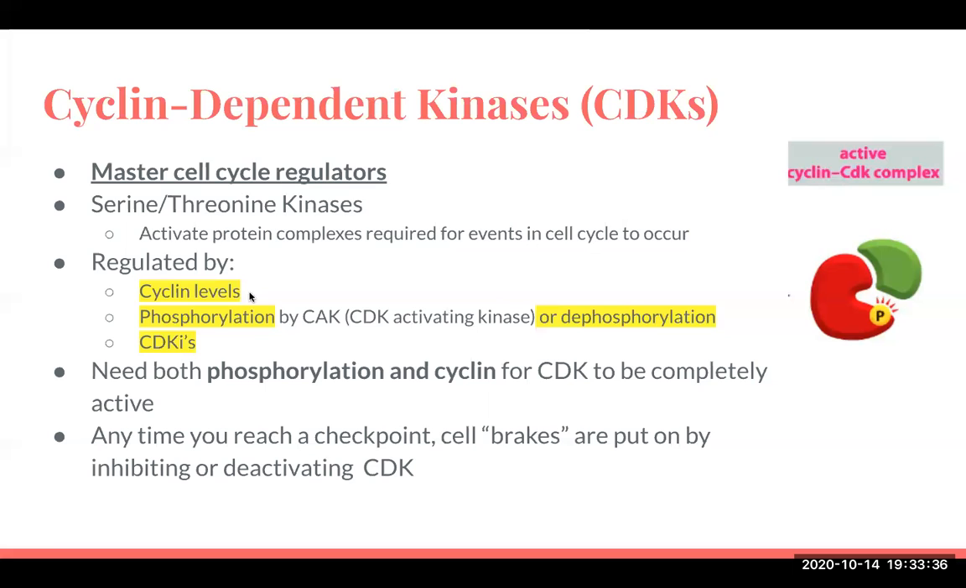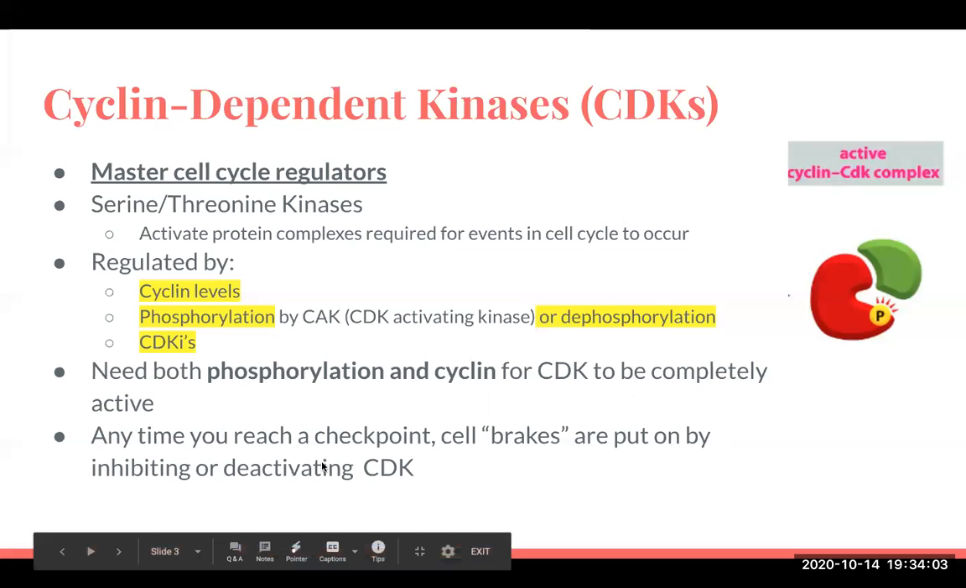CDKs are regulated by cyclin levels. They can also be regulated by phosphorylation or dephosphorylation, or you could have CDKIs, which are CDK inhibitors. For a CDK to be completely active, you need phosphorylation and cyclin. And when you reach a checkpoint, the cell puts the brakes on the cell cycle by inhibiting or deactivating CDK. So usually with a CDKI, or it'll just destroy the CDK.